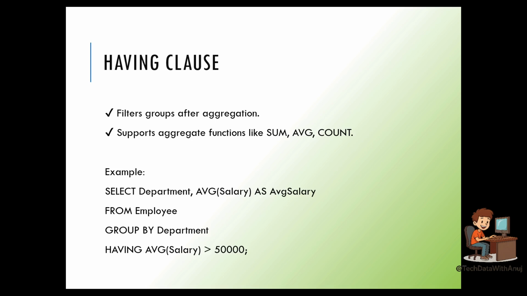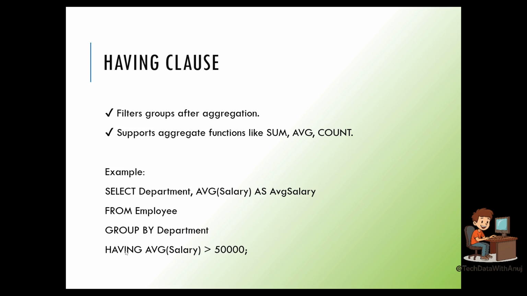Now let's move to the HAVING clause. The HAVING clause is used to filter after grouping. That means when you use GROUP BY and an aggregate function like sum, average, count, HAVING will decide which groups should be displayed. So this is the sample query. Select department, average salary from employee group by department, which means this function works based on the group by. Having average salary is greater than 50,000.